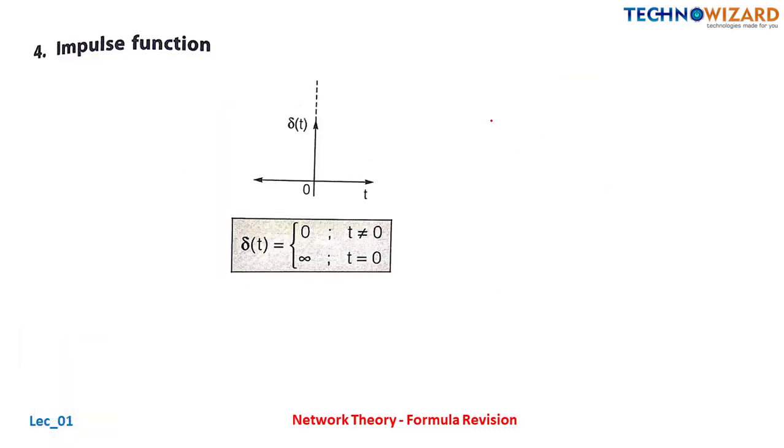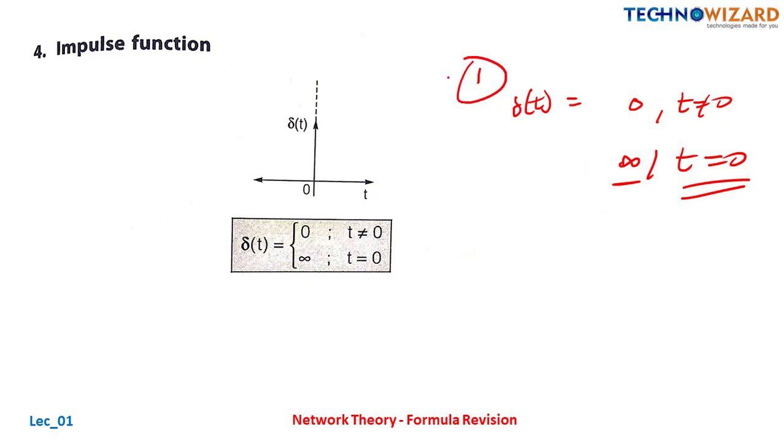Now what do you mean by impulse signal? Impulse signal is defined by del of t, which is equal to 0 for t not equal to 0 and infinity for t equal to 0. That means at t equal to 0 the amplitude is infinite. This is known as impulse signal, and the Laplace is 1 here.